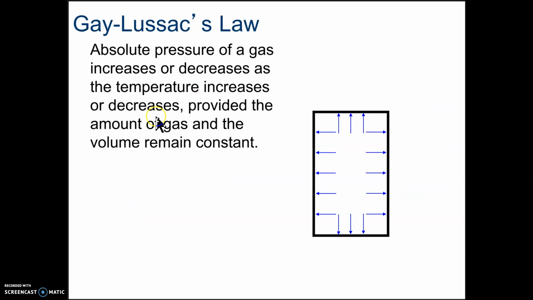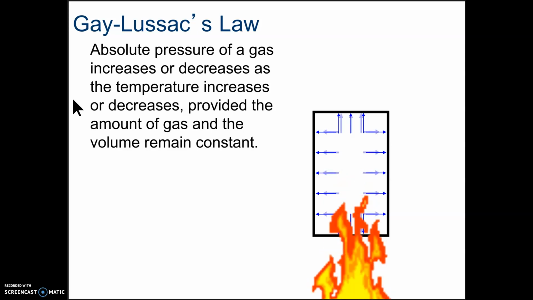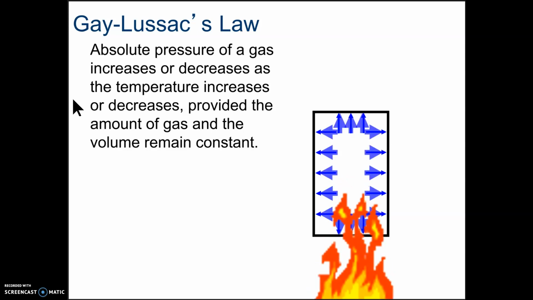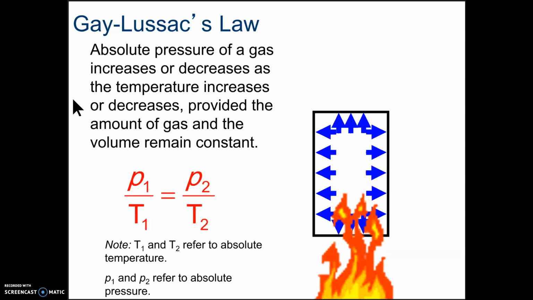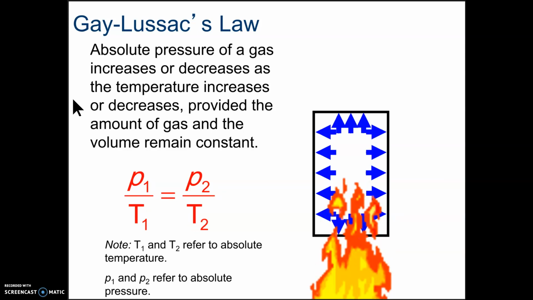Gay-Lussac's law says that the absolute pressure of a gas increases or decreases as the temperature increases or decreases, provided the amount of gas and the volume remain constant. To show you a picture of this, as I heat everything up, what's going to happen? We're increasing the pressure. T1 and T2 again refer to absolute temperature, just like in Charles' law, and P1 and P2, just like in Boyle's law, refer to absolute pressure. So we have to do two conversions here. That's one thing we want to keep in mind.